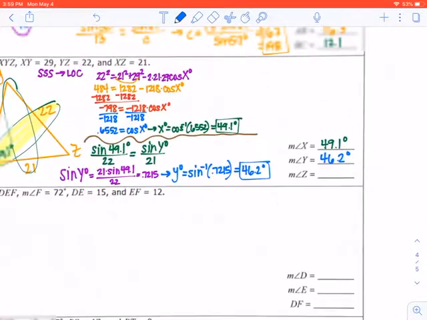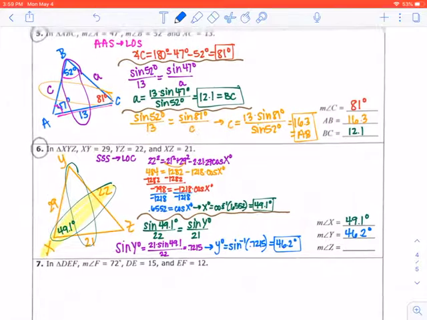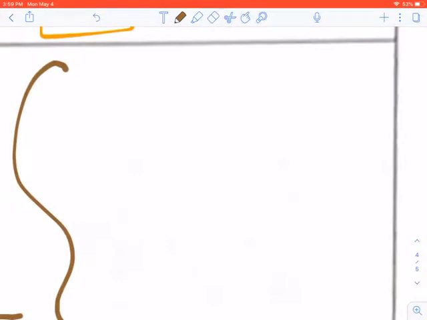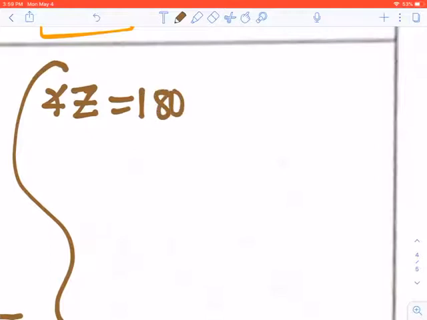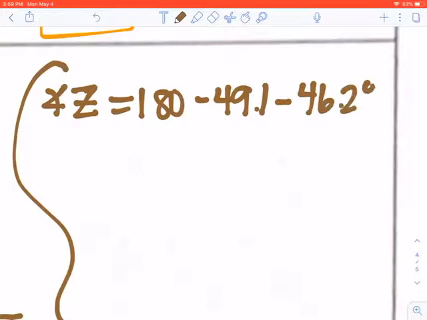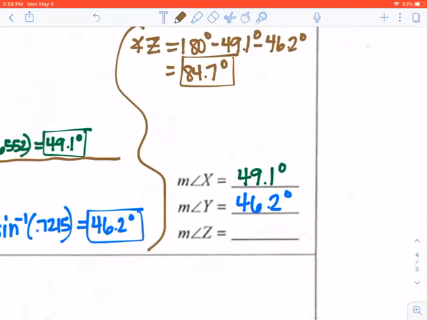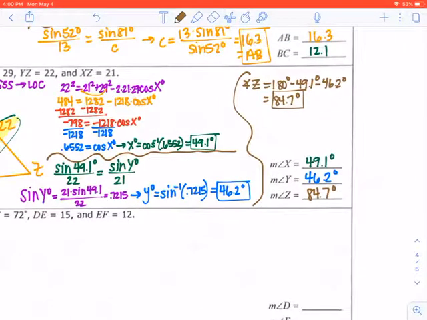Third piece. Just like the third angle on number 5, you can find the third angle using your simple geometry skills, 180 degrees in a triangle. Okay, so no need to do another law of sines or law of cosines. Angle Z is just going to be equal to 180 minus the 49.1 minus the 46.2 degrees. And when you subtract that, you get 84.7 degrees. Again, no need to do a law of sines or cosines on that third angle ever. Okay? And we are done.